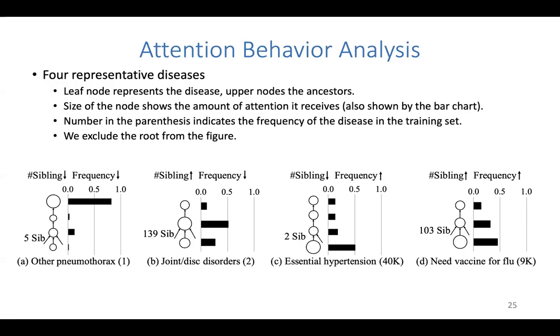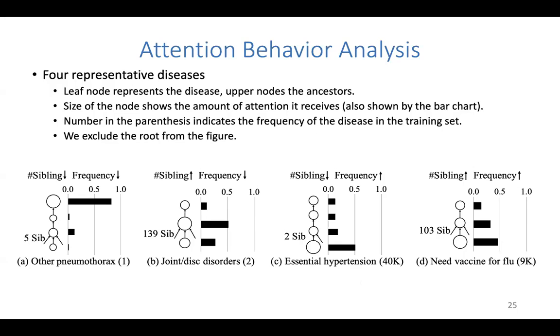So there's only 1 and 2 siblings sharing the same parent. And that is why most of the attention is pouring towards itself, the essential hypertension itself. This is basically self-sufficient. There are already 40,000. The model has seen essential hypertension 40,000 times in the training set, and it has only one sibling. So it doesn't need to rely on anything else. It just needs to rely on itself.